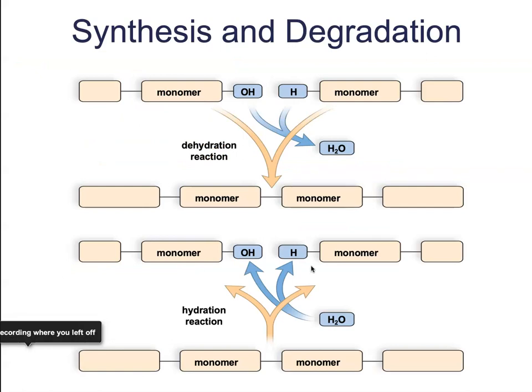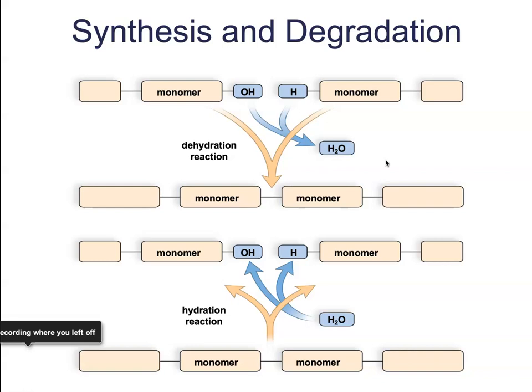Here are those synthesis and degradation reactions. Just as a reminder, we use a dehydration reaction to create a polymer from monomers. So we're going to cut off this hydroxyl group, cut off this hydrogen, and we're going to spit off a water molecule. This is what's known as a dehydration reaction. It's a synthesis, we're building up.